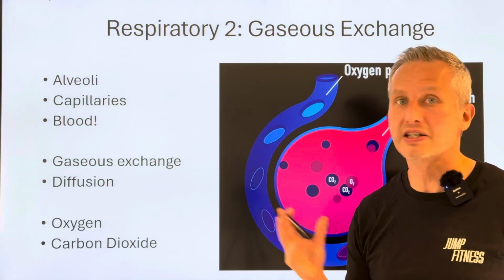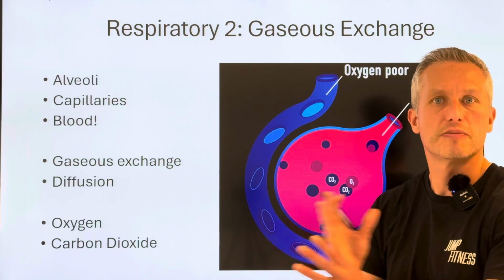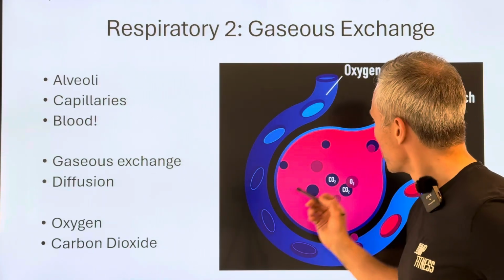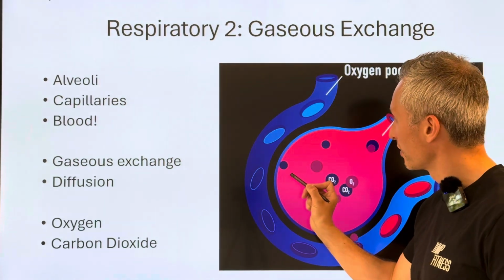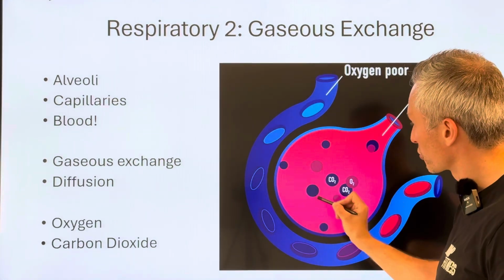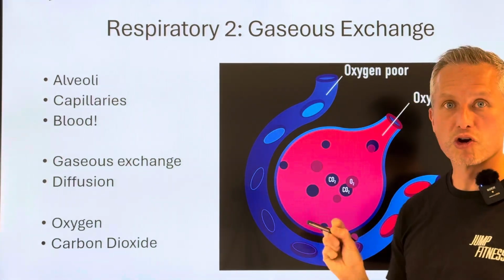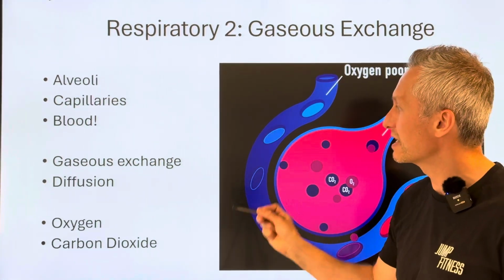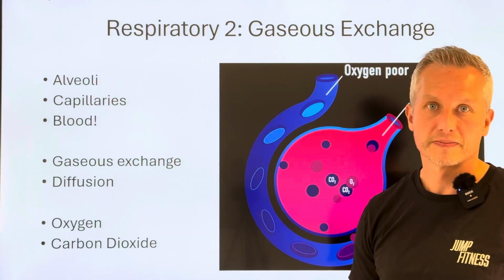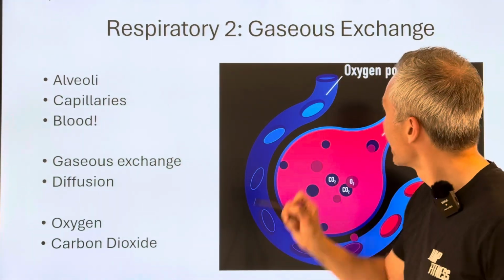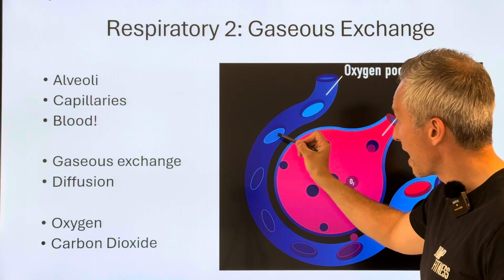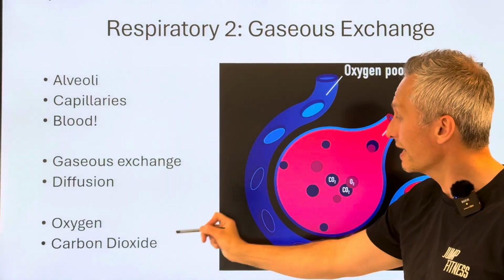Now the universe doesn't like this imbalance. It wants everything to be kind of nice and even. So oxygen is going to travel from an area of high concentration into the area of low concentration, and this is called diffusion.